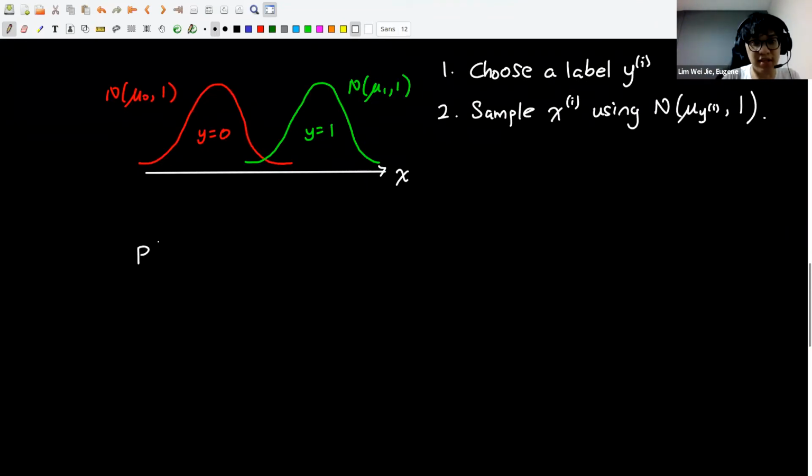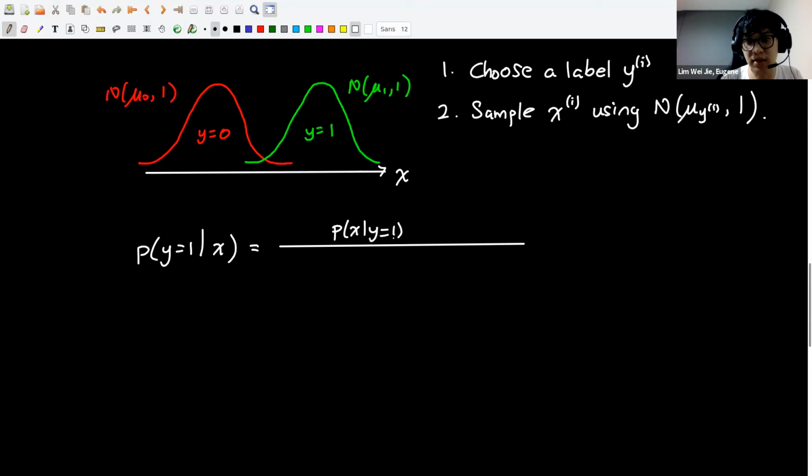Recall what we really want to find is the probability of y equals 1 given some data x. So we're going to apply the Bayes rule here. If we apply the Bayes rule, what do we get? We're going to get a pretty long expression here. This would be p of x given y equals 1 times p of y equals 1, divided by p of x given y equals 1 times p of y equals 1, plus p of x given y equals 0 times p of y equals 0.